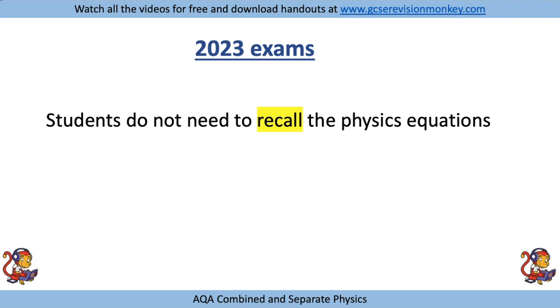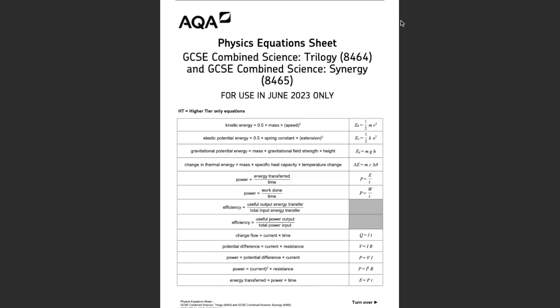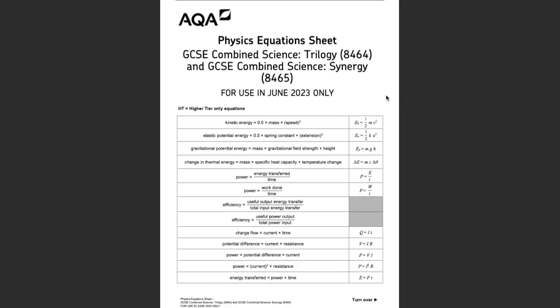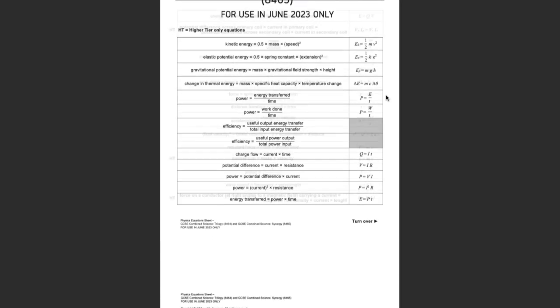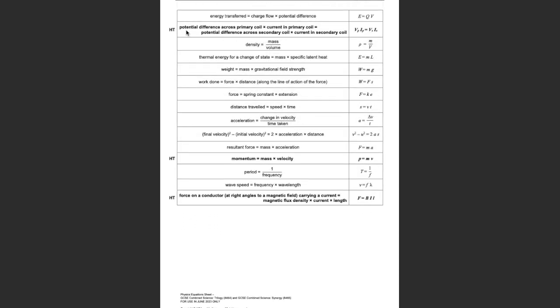Firstly, for the 2023 exams, as you are all probably aware, you do not need to recall the physics equations. This is what the equation sheet will look like for your 2023 exams. It will have all of the equations on there for you. And in bold and HT next to it are the ones for higher tier only. So if you're doing the foundation paper, you must ignore these ones in bold.